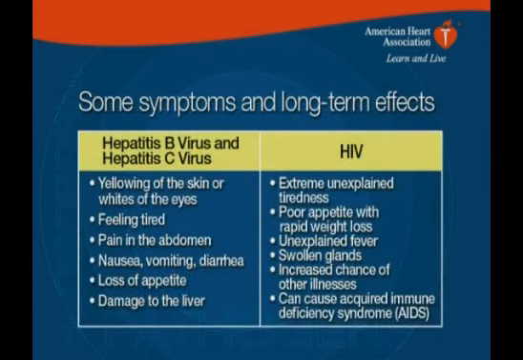Symptoms and long-term effects of the hepatitis B virus and hepatitis C virus include yellowing of the skin or whites of the eyes, feeling tired, pain in the abdomen, nausea, vomiting, diarrhea, loss of appetite, and damage to the liver. Symptoms and long-term effects of HIV include extreme unexplained tiredness, poor appetite with rapid weight loss, unexplained fever, swollen glands, increased chance of other illnesses, and can cause acquired immune deficiency syndrome, AIDS.